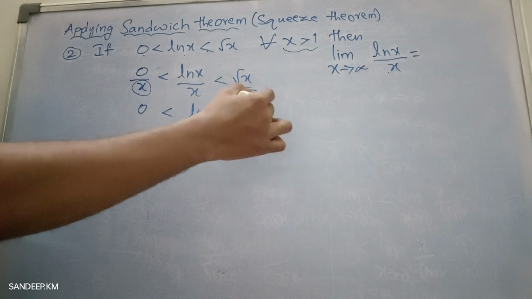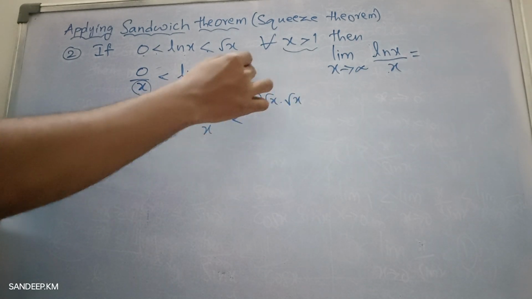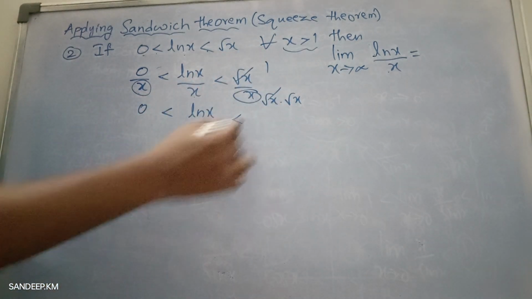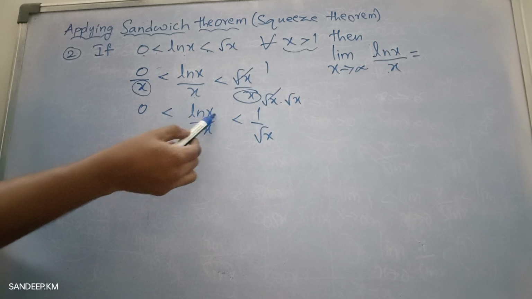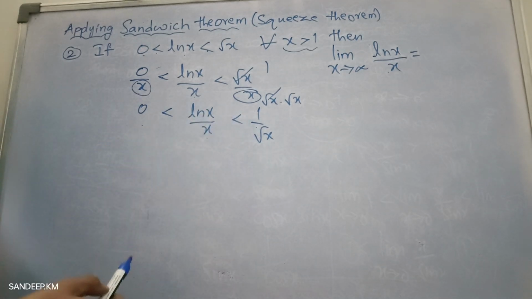What is it, dear students? x means root x into root x now. So the root x in the numerator and the root x in the denominator will get cancelled. You will get 1 by root x. Now I understood that ln x by x is sandwiched between 0 and 1 by root x.